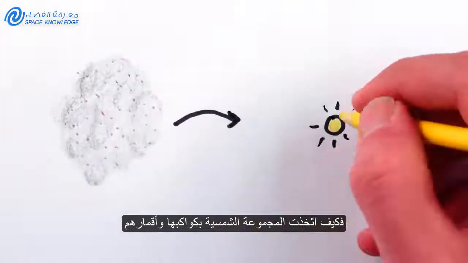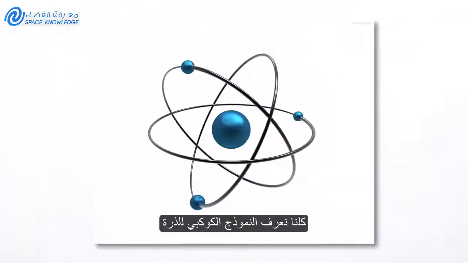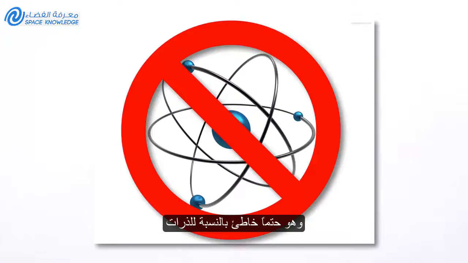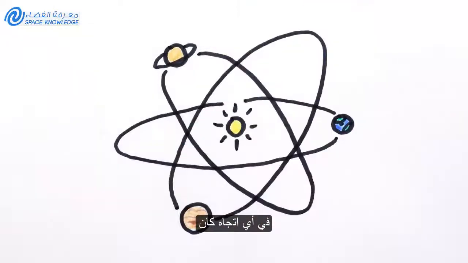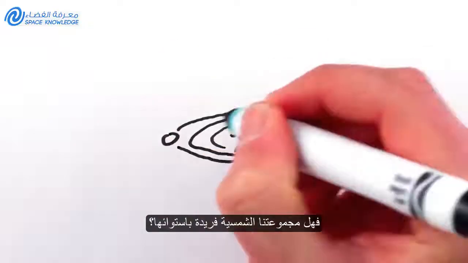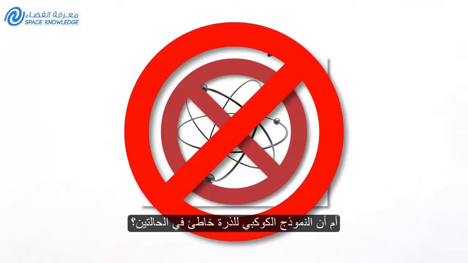So how did our solar system end up with all the planets and their moons orbiting in a flat disk? I mean, we've all seen the planetary model of the atom, which is definitely wrong when applied to atoms, but it also kind of suggests that planets might revolve around the sun every which way. So is our solar system somehow special in its flatness? Or is the planetary model of the atom doubly wrong?